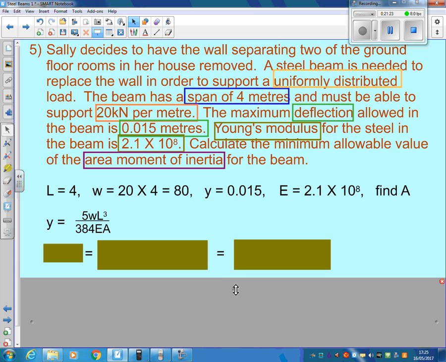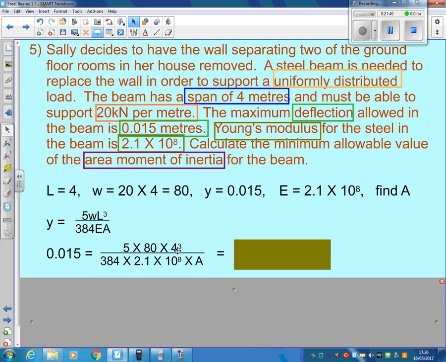Next bit, let's slot things in. What is y? Y is 0.015, so we replace it. And then in here we replace everything else. So 5WL cubed will become 5 times 80 times 4 cubed. That's the top line. On the bottom, 384 multiplied by E multiplied by the A we don't know.